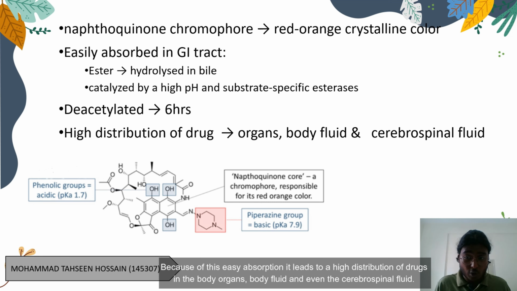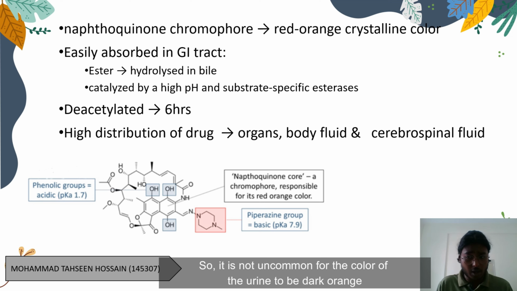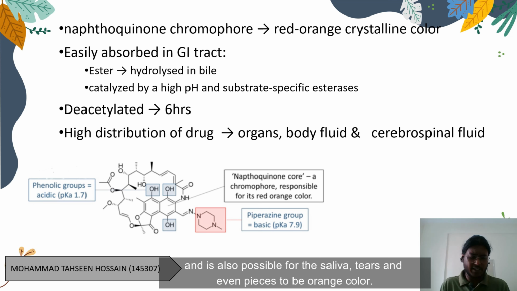Because of this easy absorption, it leads to a high distribution of the drug in the body organs, body fluid, and even the cerebrospinal fluid. So it is not uncommon for the color of the urine to be dark orange. It is also possible for the saliva, tears, and even feces to be orange in color.